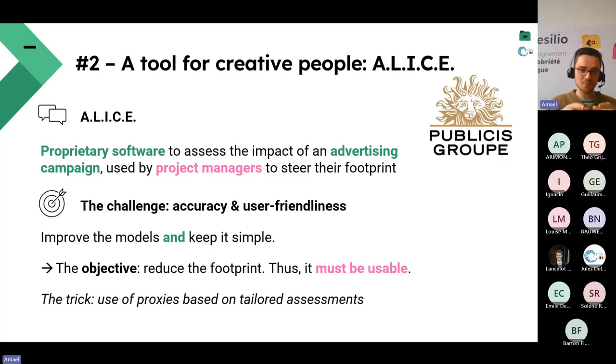So we keep this model easy. We make the model as simple as possible with this one objective: to enable the creative people, the product managers, to reduce their footprint. No matter if you want to make a report with high precision or a draft, or if you want to have software or whatever Excel spreadsheet, the one point of the assessment is to go in the right direction and efficiently.